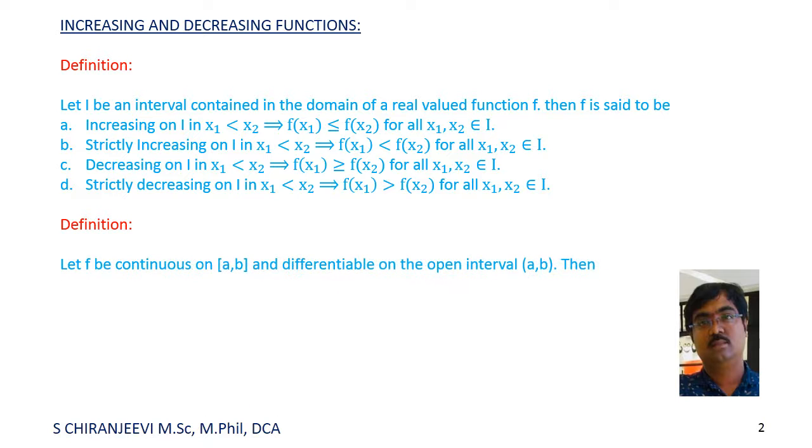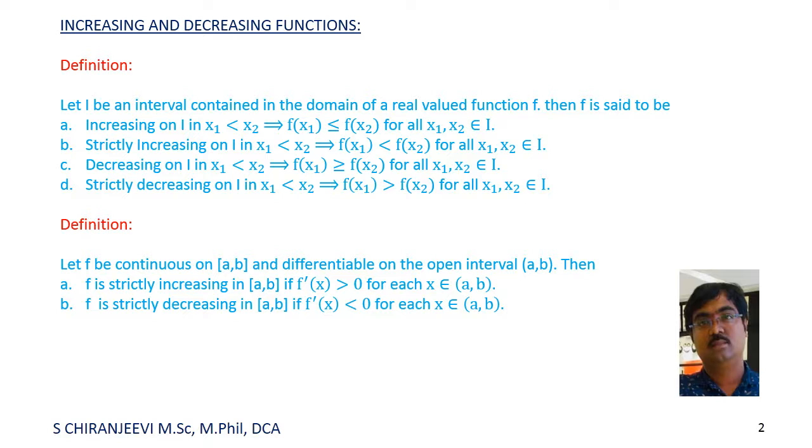Next definition. Let f be continuous on [a, b] and differentiable on the open interval (a, b). Then, first one, f is strictly increasing in (a, b) if f dash x greater than 0. See here, if f dash of x is greater than 0, then we call it f is strictly increasing. F is strictly decreasing in (a, b) if f dash of x is less than 0. So here f dash of x is less than 0, then it will be strictly decreasing.